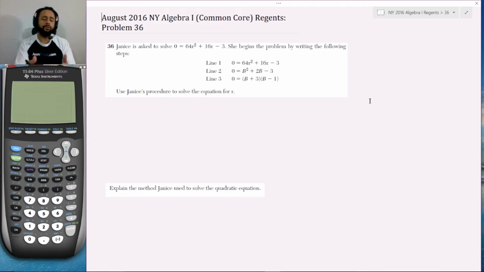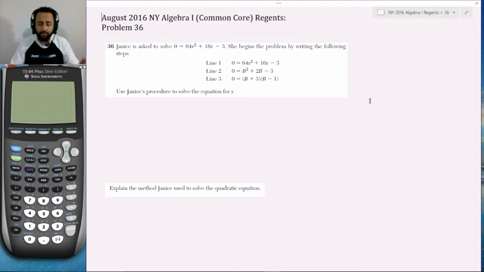Now, students who I've worked with on this one-on-one, students that I've seen on videos, students that I've seen in my classrooms, they really struggle with that second part of the problem. Explain the method Janice used to solve the quadratic equation. I want to demystify that, but first I got to finish the problem that Janice is doing.